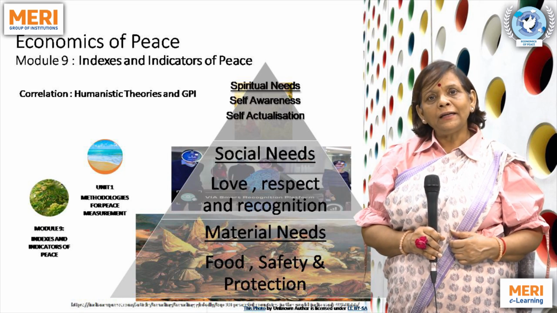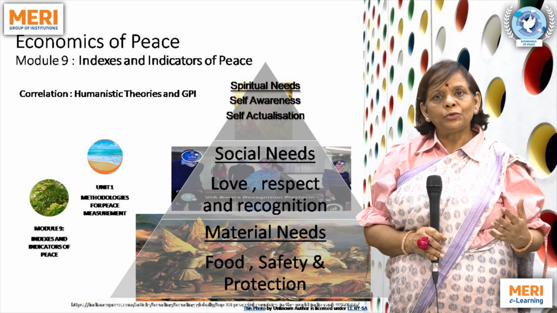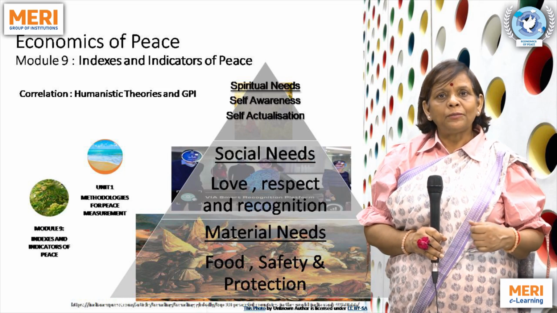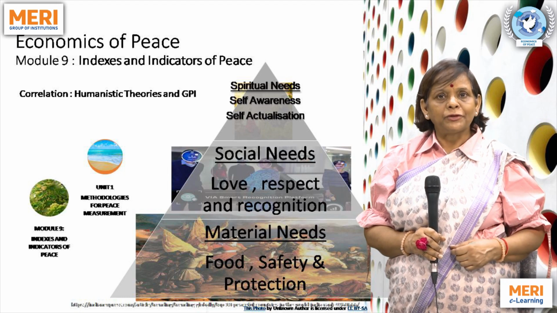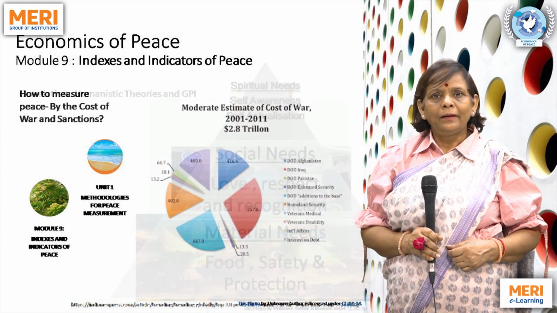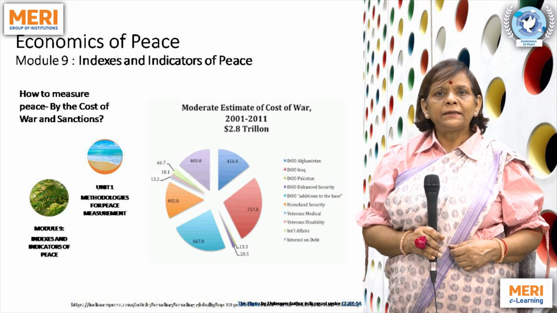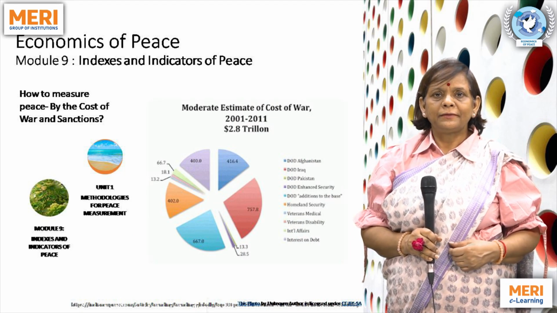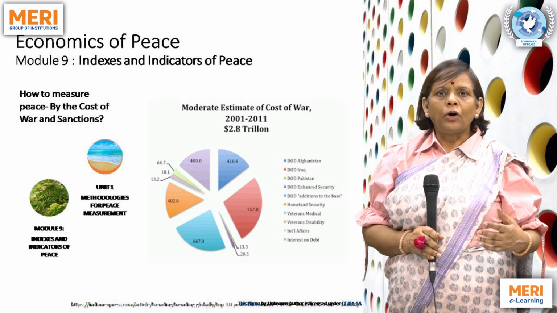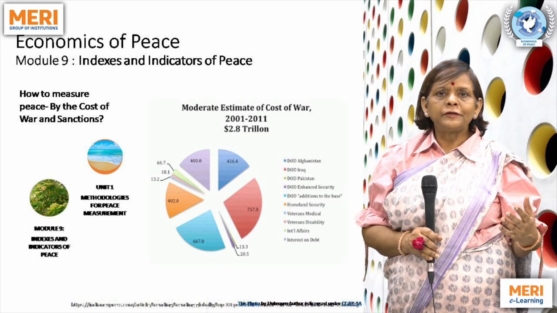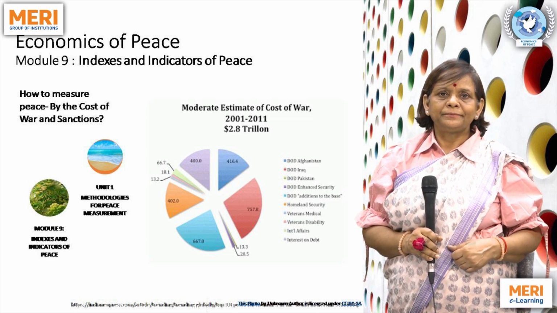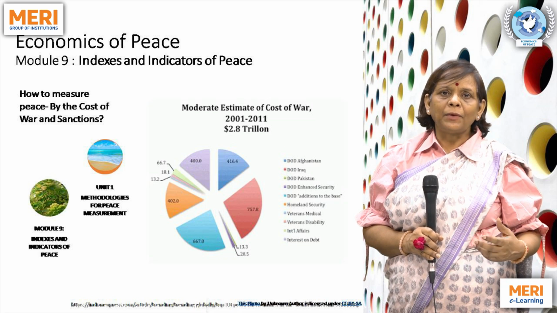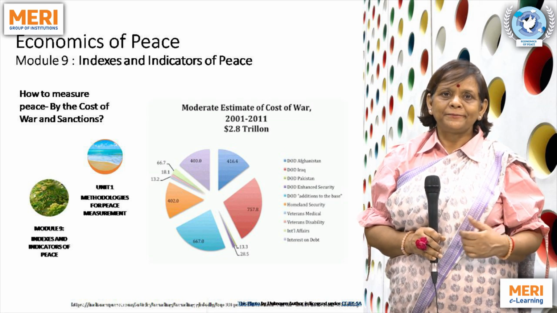The IEP report on the GPI 2023 addresses the bottom of the pyramid about safety, security, and internal and external conflicts, essential for the survival of the community and a nation. How do you think that peace can be measured? Are the cost of war or economic impact of sanctions the right method to measure peace? Let us learn about methods to measure peace.